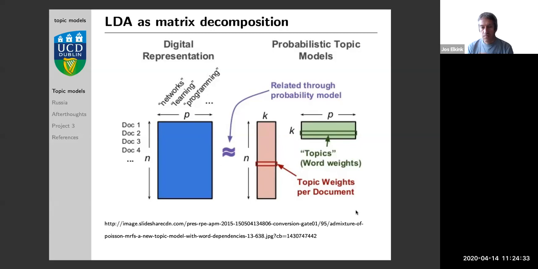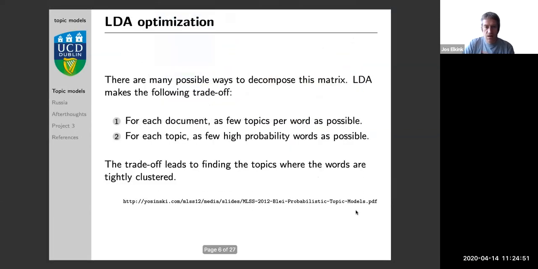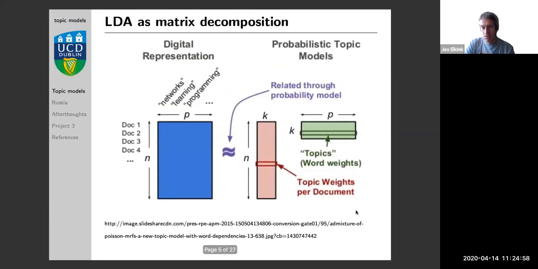So in the rows of the first matrix, we get the topic rates for each document. In the rows of the second, we get the probability associated with each term for each topic. And so we are trying to decompose the original matrix into these two matrices. There are many ways that we can do this. We can come up with many matrices that have this shape.